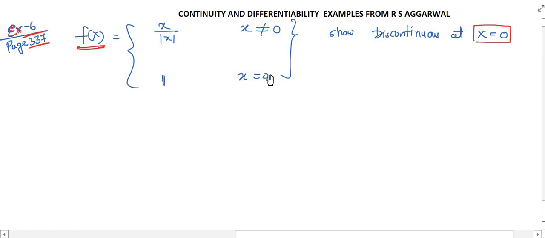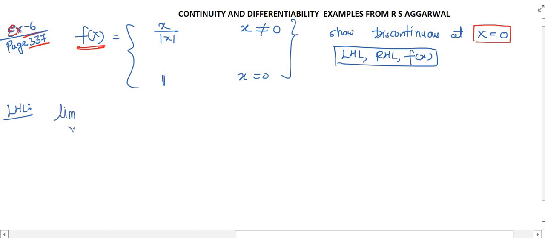So always remember the steps for continuity test are same. We need to calculate LHL, we need to find RHL, and we need to find the function value itself. All three we need to calculate. We will never deviate from the steps. So LHL. How to do LHL? Limit x is tending to 0 minus. We are supposed to check the continuity at 0. That's why I am taking 0 minus f of x.